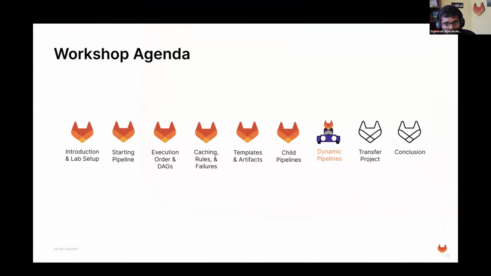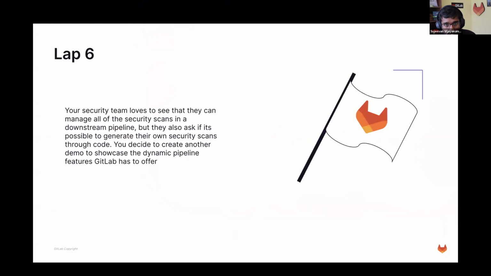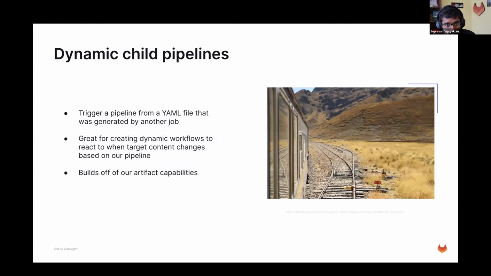So let's go to the dynamic pipelines. And this one is a little bit different. So in that case, your security team loves to see that they can manage all of the security scans in a downstream pipeline, but they also ask if it's possible to generate their own security scans through code. You decide to create another demo to showcase the dynamic pipeline feature GitLab has to offer.